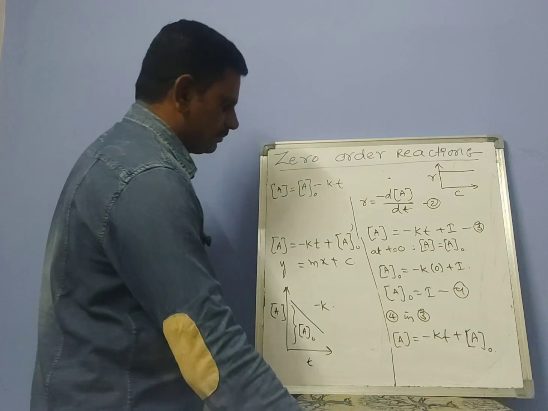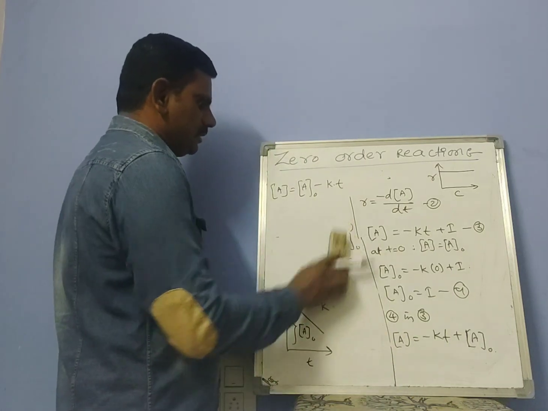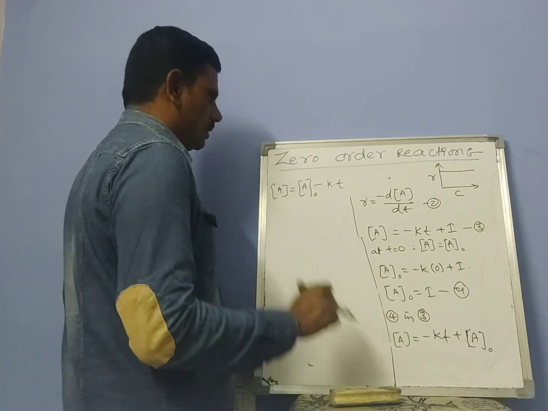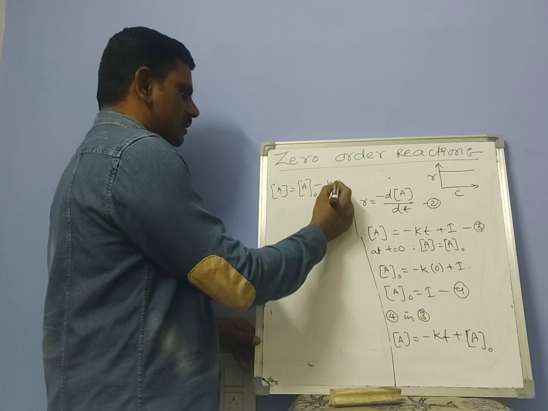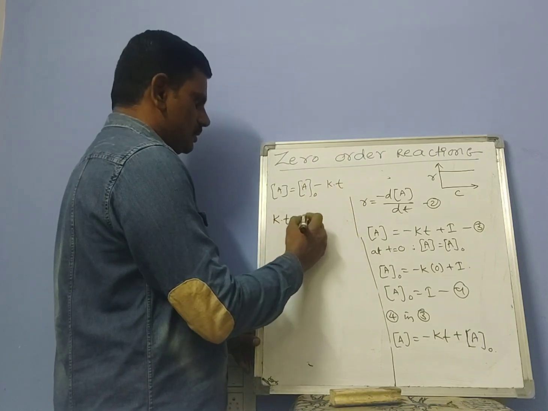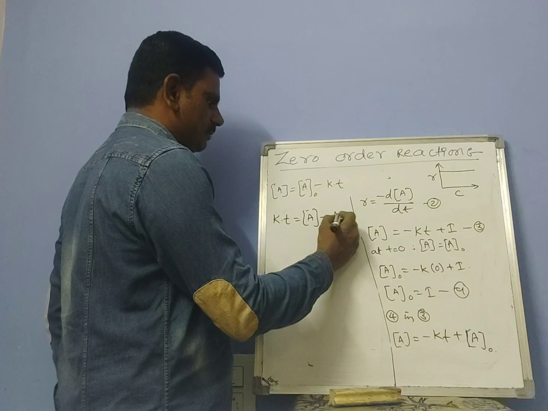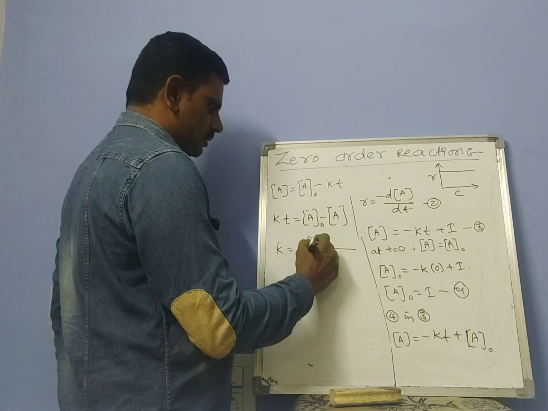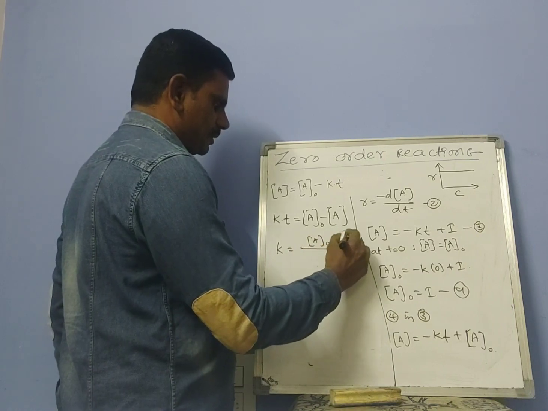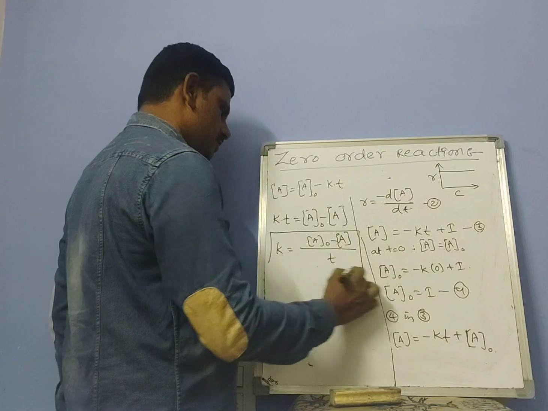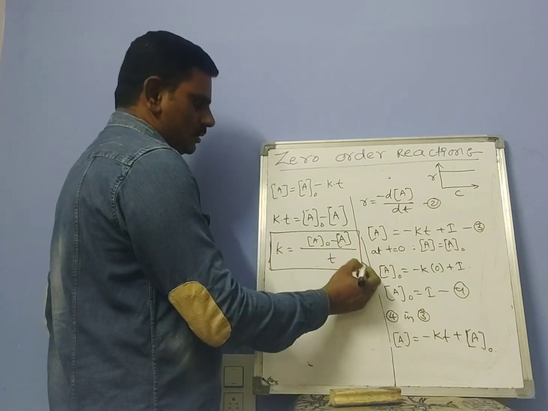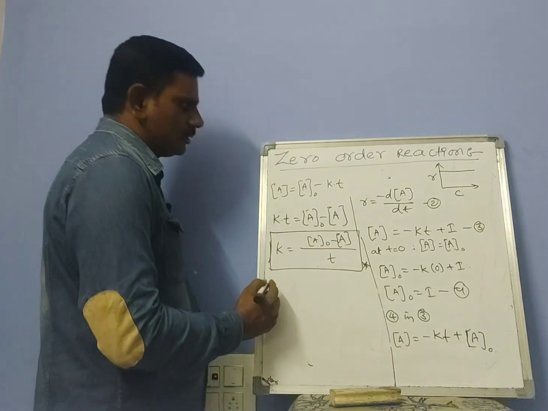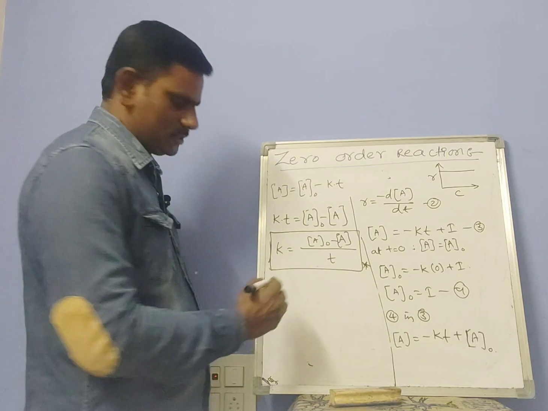Okay, this is one fact. And next one, from here I am going to write the K expression, the rate constant of zero order reaction. See, when Kt comes here, A goes there, K into t is equal to A naught minus A, the concentration of A. K is equal to A naught minus A divided by t. So this is the rate constant for zero order reaction. Okay. Now, what are the units for zero order reaction? Units.